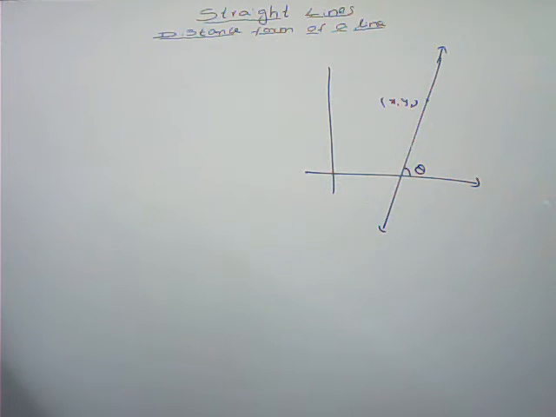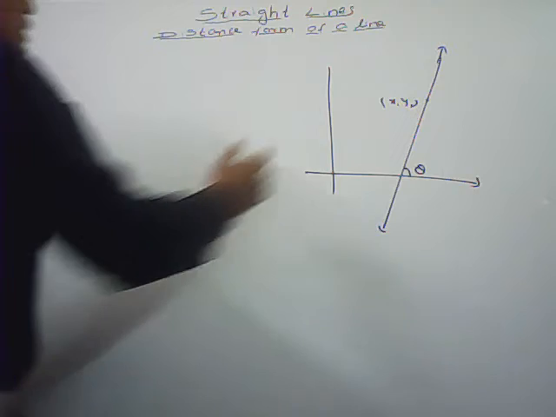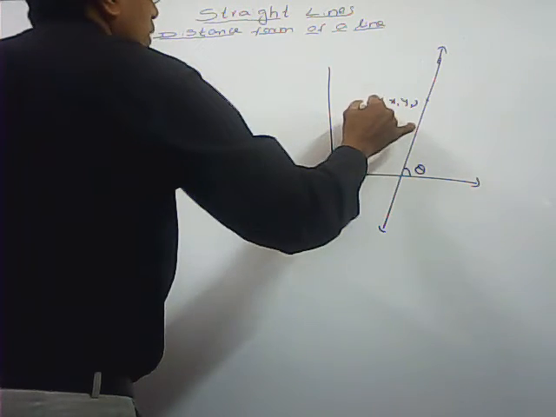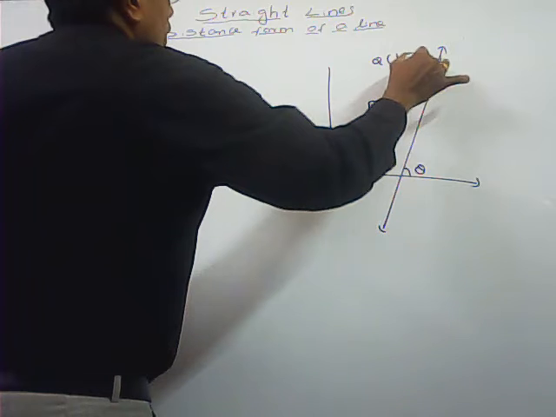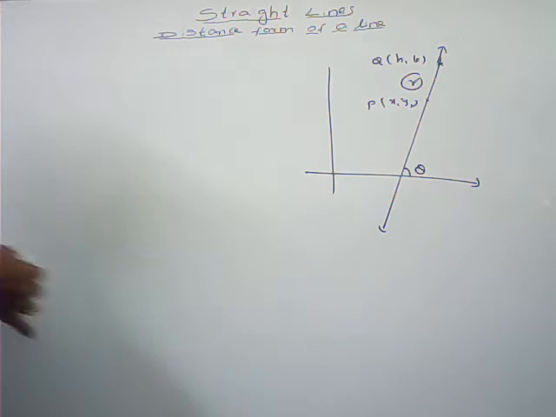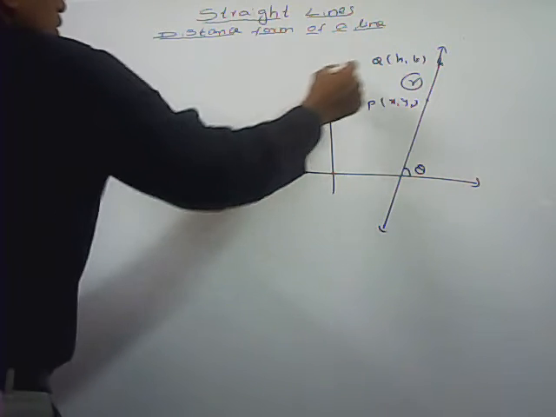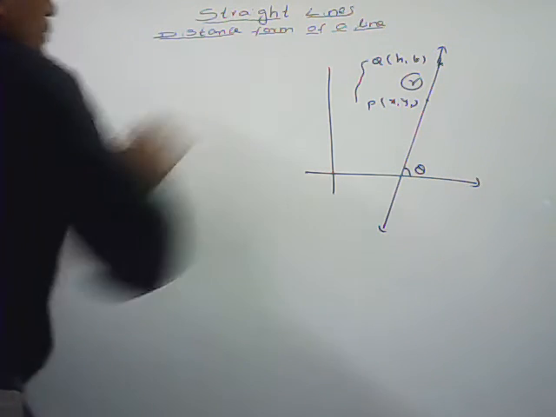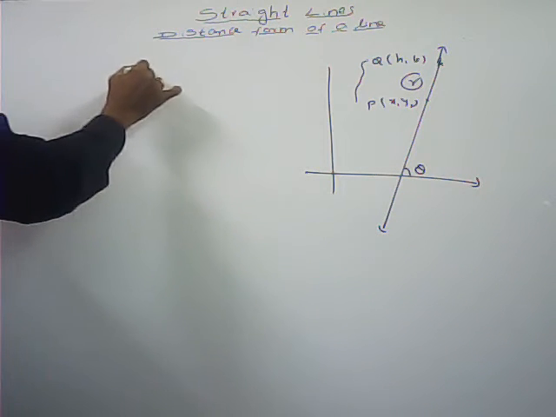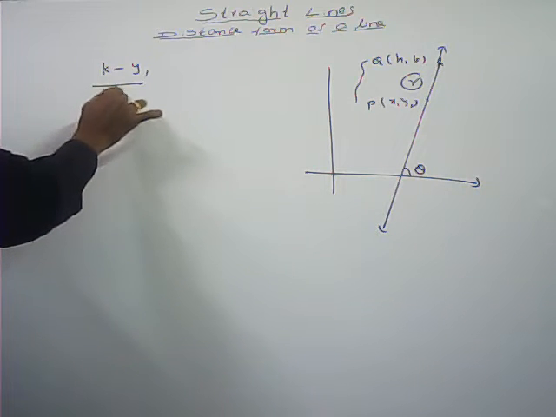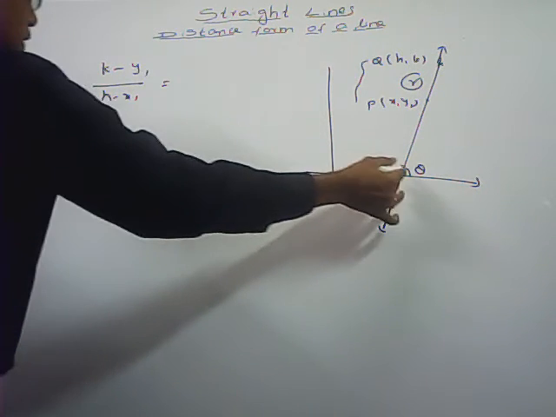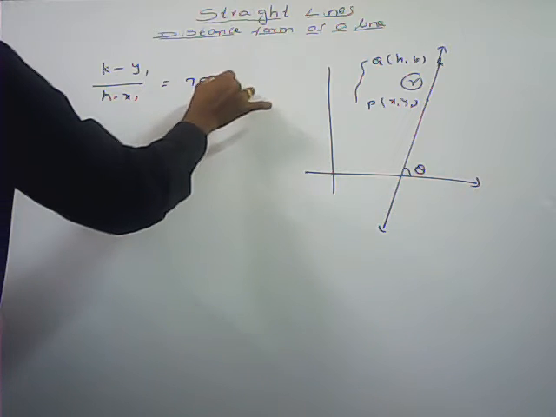Equation of the line passes through the point (x1, y1) and it makes an angle theta with the positive direction of the x-axis. Here I am taking one more point, this is P. Here I am taking one more point Q, (h, k), at a distance r units on the line. Then here we can write the slope of the line passing through the 2 points: (y2 minus y1) by (x2 minus x1), and that is equal to the slope only.